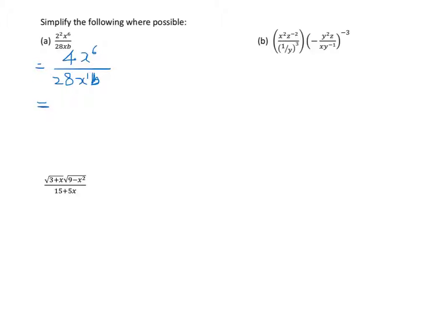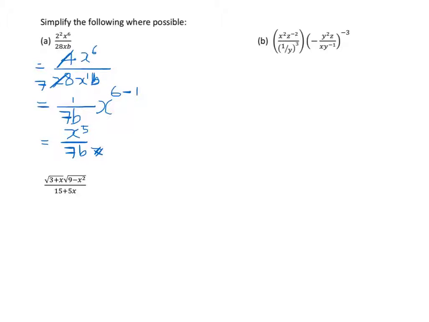So a common factor is 4, so this is 7, and in the end you can think of this as 1 over 7. There's nothing that we can do about b, so we have 1 over 7b, and for x, using a law of indices, that 6 minus 1, we end up getting x to the power 5 over 7b.